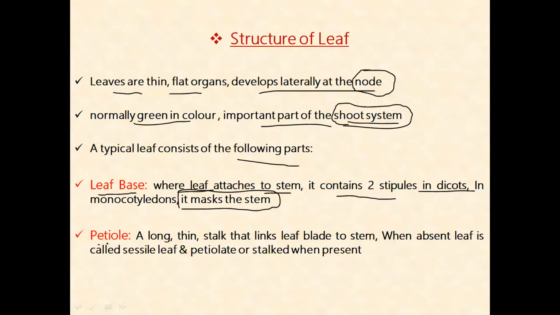Next is petiole. Petiole is a long thin stalk that links the leaf blade to the stem. So petiole is the stalk of the leaf. When petiole is absent, the leaf is known as a sessile leaf, and when the petiole is present, the leaf is known as a petiolate or stalked leaf.